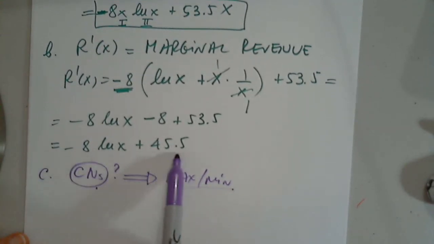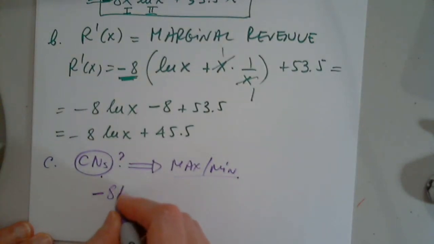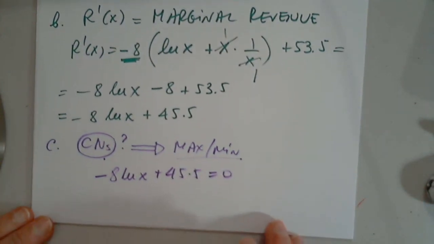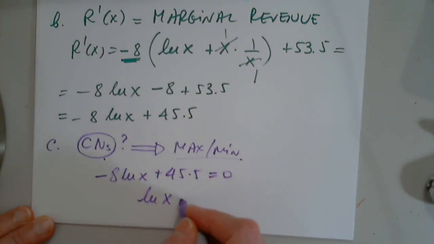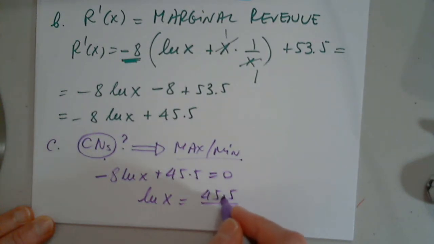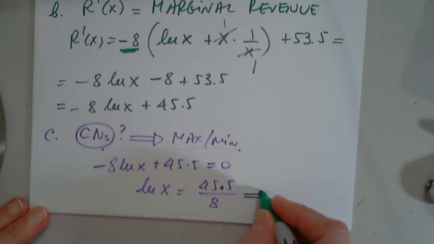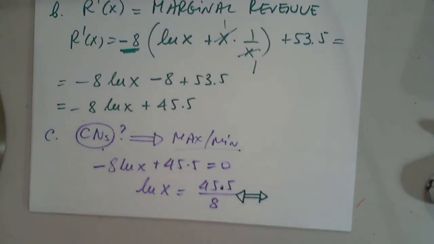So in order to find critical numbers, I have to set this equal to 0. So negative 8 natural log X plus 45.5 equals 0. I move 45.5, it becomes negative, and divide by negative 8. So natural log x is 45.5 divided by 8. We just solved a couple of equations tonight. So I will convert it. How do I convert this equation? Because I don't know how to solve it like this, I have to convert it into an exponential. How do I convert it into an exponential?